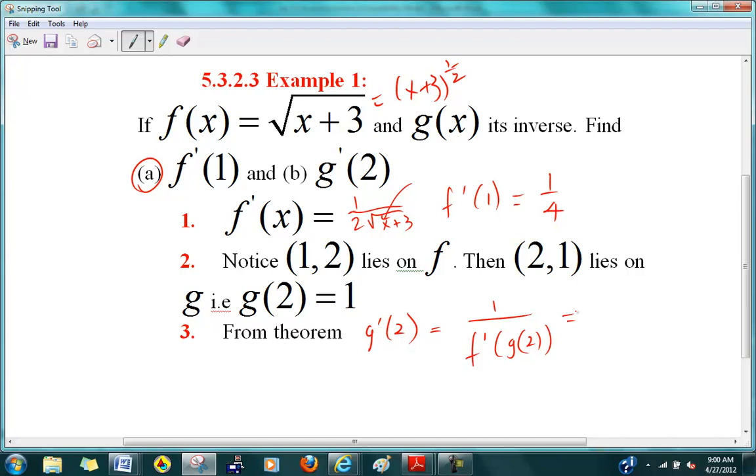What is g of 2 equal to? From this statement here. So this becomes 1 over f prime of 1. What is that going to be equal to? 1 over f prime of 1. Just 4? Is everybody there? 1 over 1/4, which is 4.